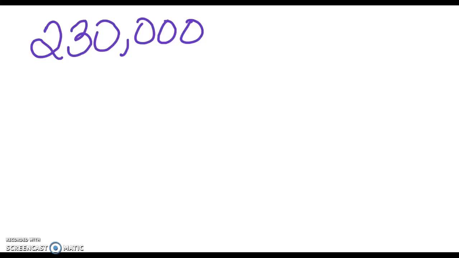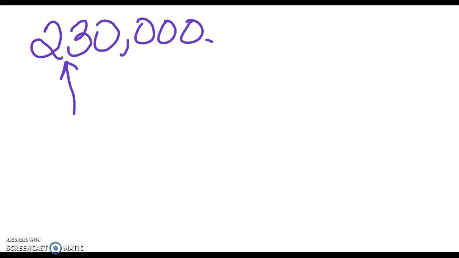Scientific notation takes small numbers or big numbers and makes them more readable. So if I have a number like 230,000, I want to change it to scientific notation by taking the decimal point, which right now is at the end of the number, and we're going to move it until we are at a place where there's one digit to the left of the decimal, or you can think of it as a number between 1.0 and 9.9, less than 10.